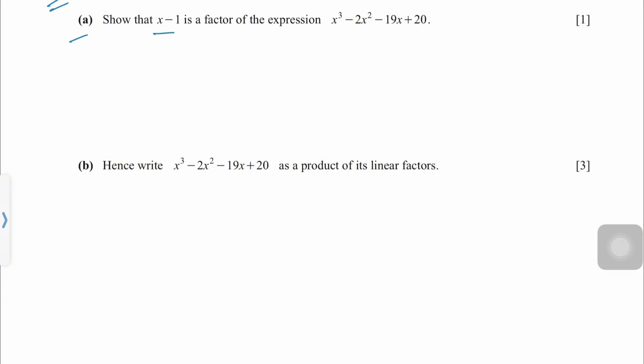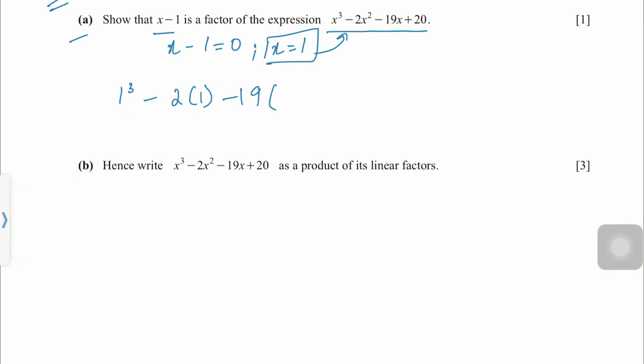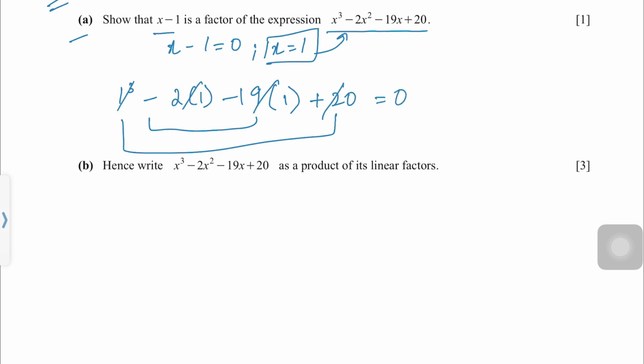This is given as show that x minus 1 is a factor of the expression x cubed minus 2x square minus 19x plus 20. Now since we need to show this, let's check what value of x we will be plugging in. x minus 1 equals 0, so that would be x equals 1. Let's substitute x equals 1 into this equation. 1 cubed minus 2 into 1 minus 19 into 1 plus 20. This would be minus 21, and then this would be plus 21. So everything would be cancelled and the remainder would be 0.